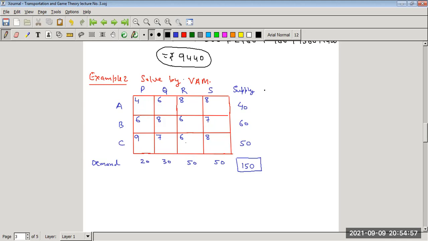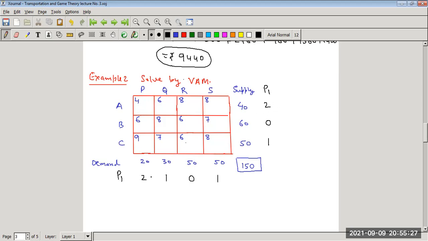Now, by Vogel's approximation method, we calculate the penalty. In this case, penalty is 0, because 6 and 6 are both minimum. So 6 minus 6 is 0. 6, 7, so penalty is 1. Now come to the columns. Penalty is 4 minus 6, that is 2. It is 1. It is 0 and 1. So we get penalty 2 as the maximum.